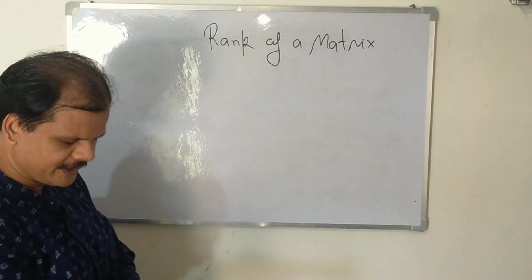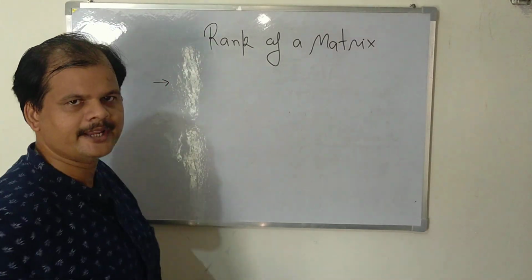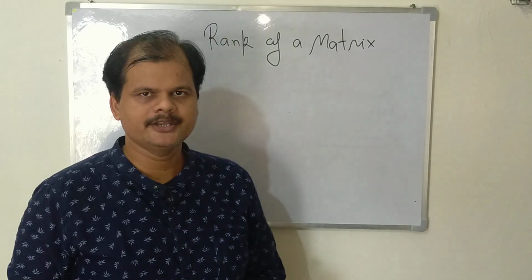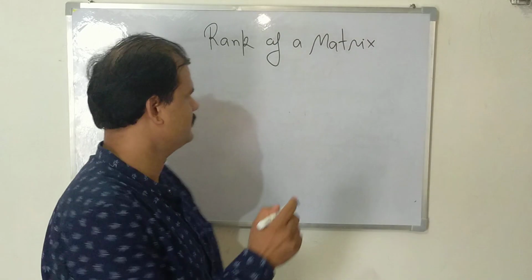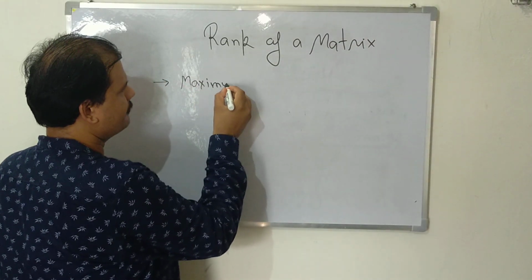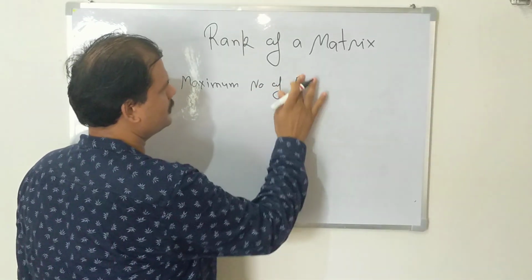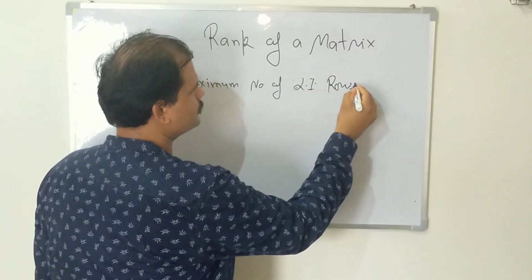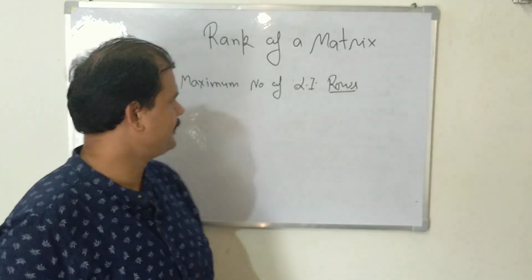So what is the rank of the matrix? So the definition we have: the rank of a matrix is the maximum number of linearly independent rows or columns of a matrix. Maximum number of linearly independent rows of a matrix is the rank of the matrix.